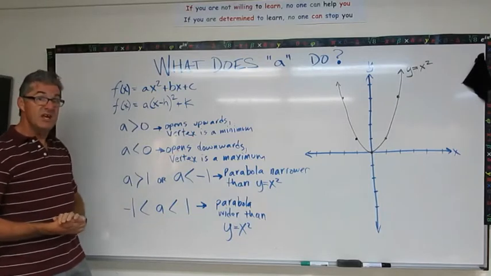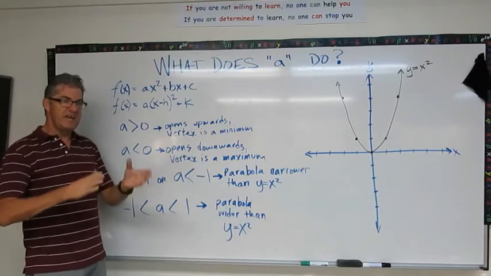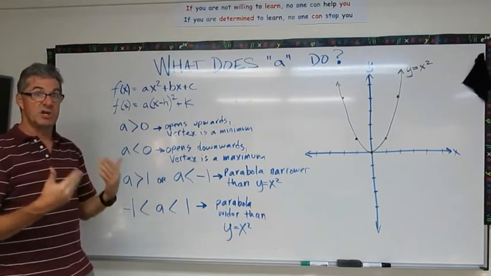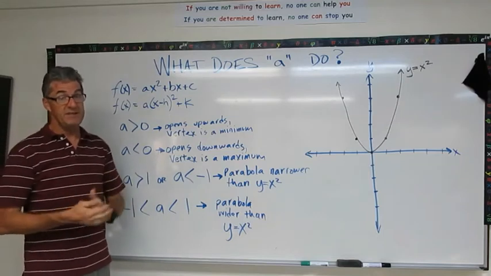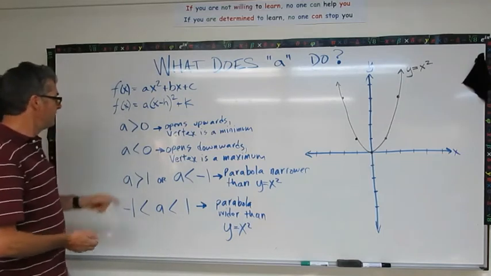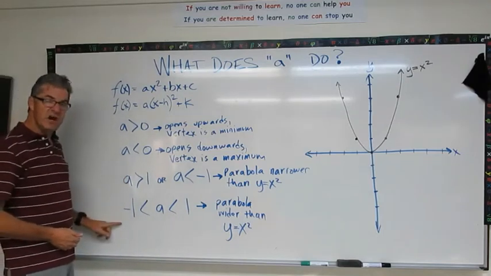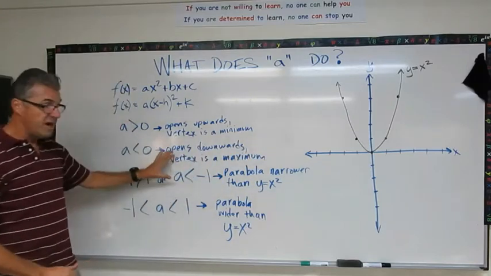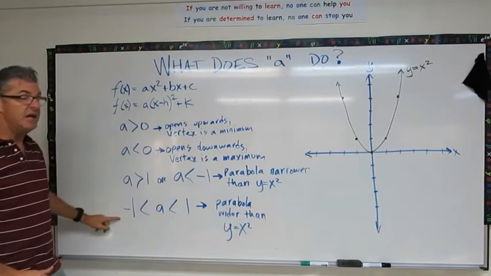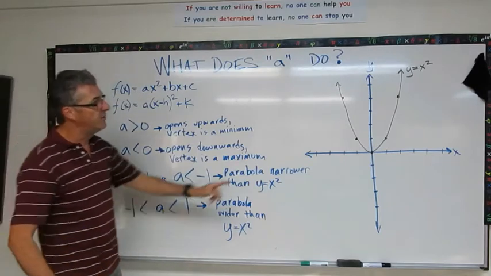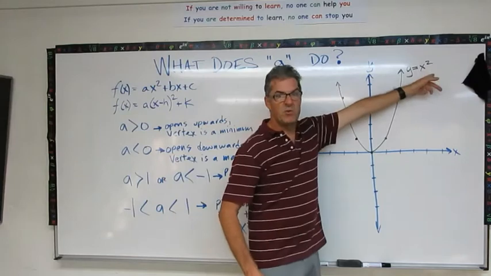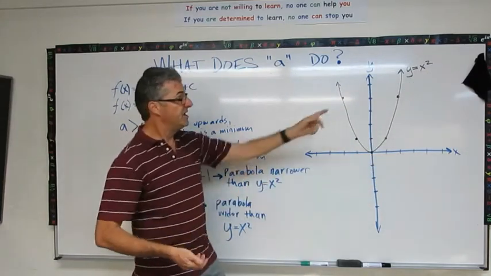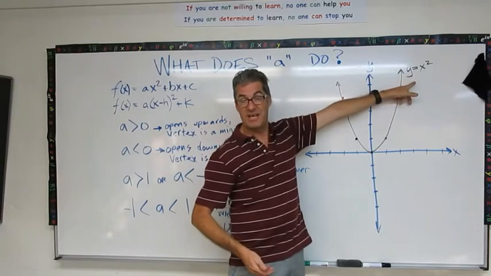Okay, so let's take a look at what a does. In some ways, it is the most powerful coefficient in the quadratic function because it determines a lot of things, mainly the shape of the parabola. So I've got 4 conditions here to talk about. I'm going to explain what these things mean. The way we understand what a does is we compare it to the graph of y equals x squared. That's kind of the parent parabola. Every other parabola is a different version of this same parabola.